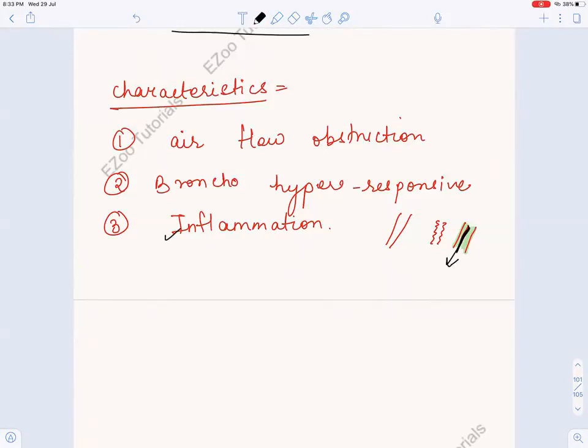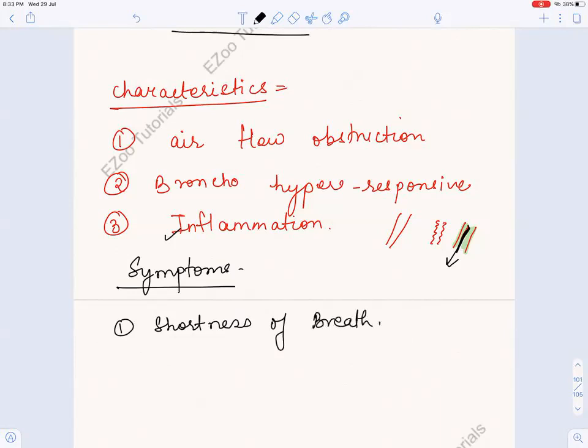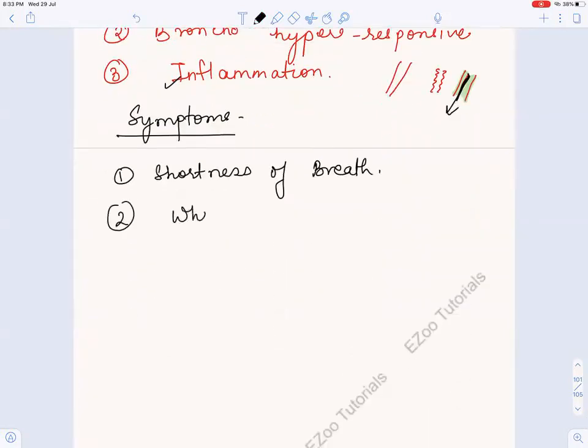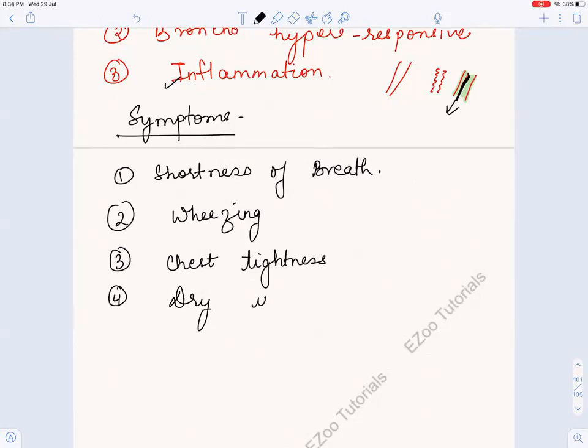Okay, and generally what are the symptoms that we see? We see shortness of breath. That's one of the most important symptoms of asthma, shortness of breath. Then there is wheezing, the sound that comes from the chest. There is chest tightness, and then there is a dry irritating cough. So I hope I am very clear with what I have told you today.